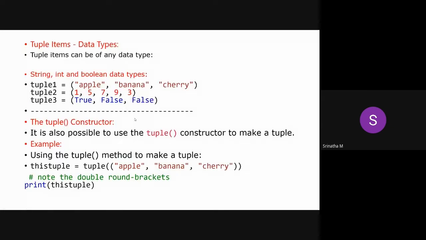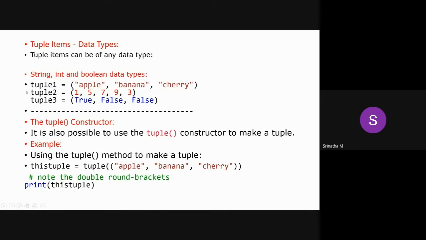Tuple items and the data types. Tuples can hold any data type. As we know, items can be strings, integers, booleans, or floats. You can create a tuple with any items. The only thing is that you cannot change it. Once you create it, you cannot add and you cannot remove. That is the one thing.